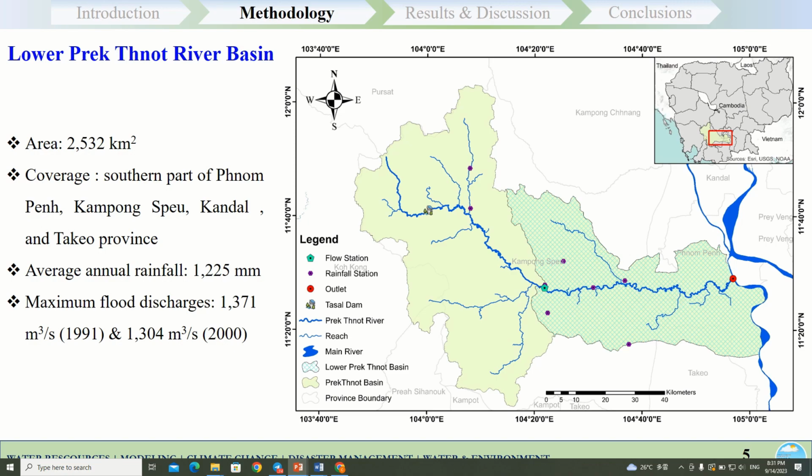As you can see, the area is around 2,500 square kilometers. It covers the southern part of Phnom Penh and Kandal province. The average annual rainfall is 1,002 mm. The maximum flood discharge was over 1,300 cubic meters per second, for both 1991 and 2000.